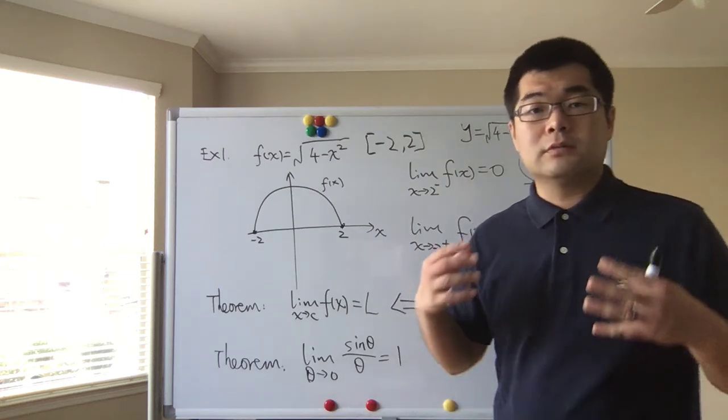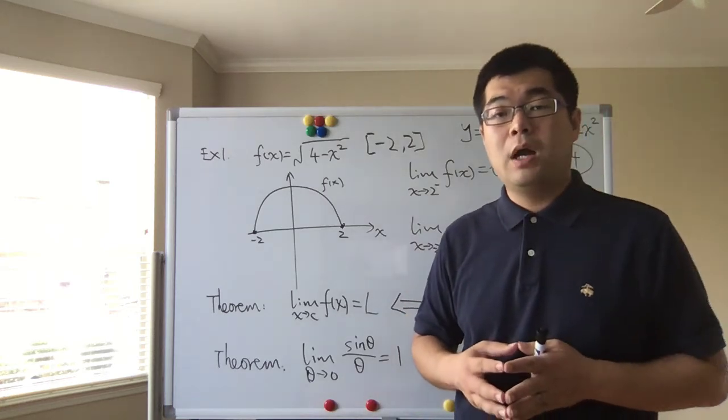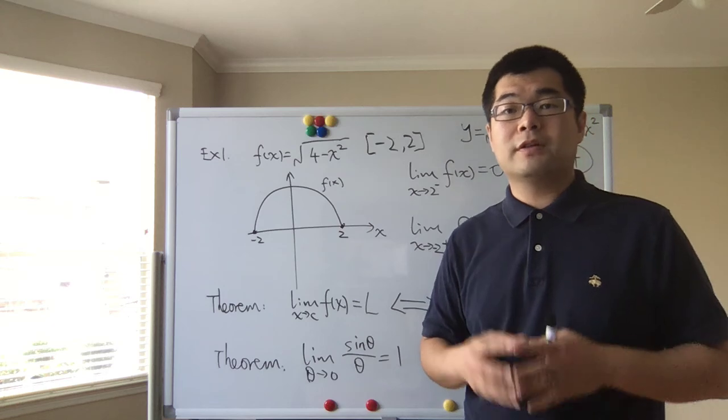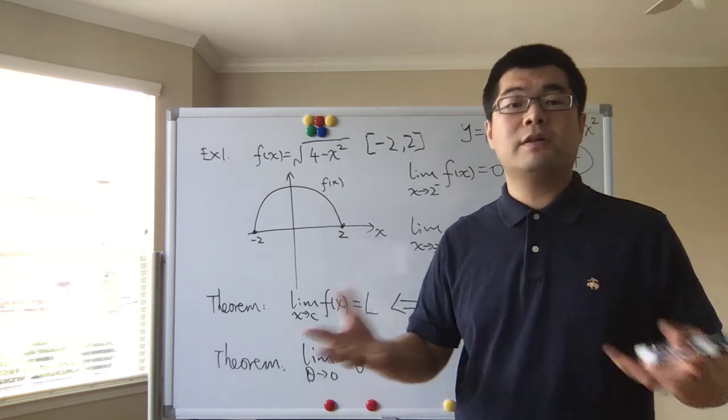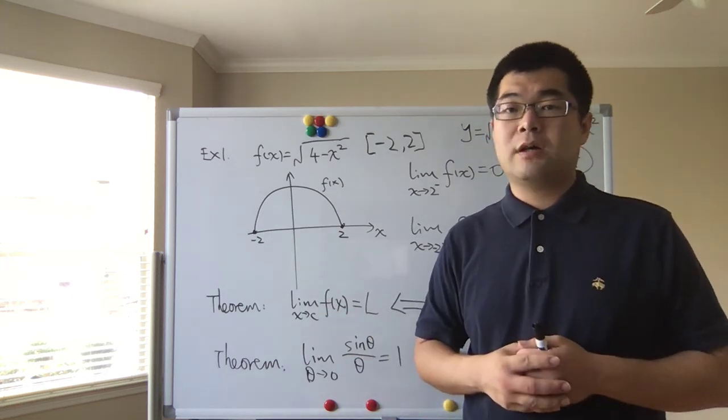So these are the basic things for section 2.4, the one-side limit. It's very straightforward, and I'll stop here.